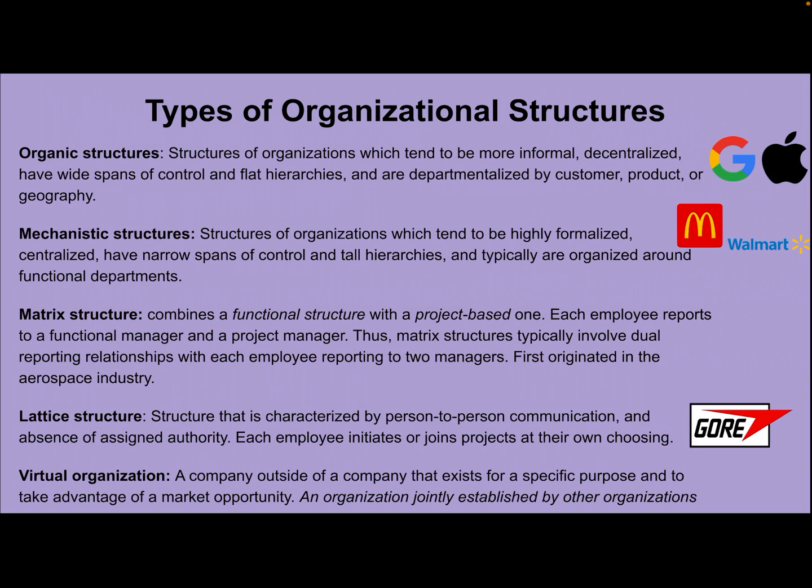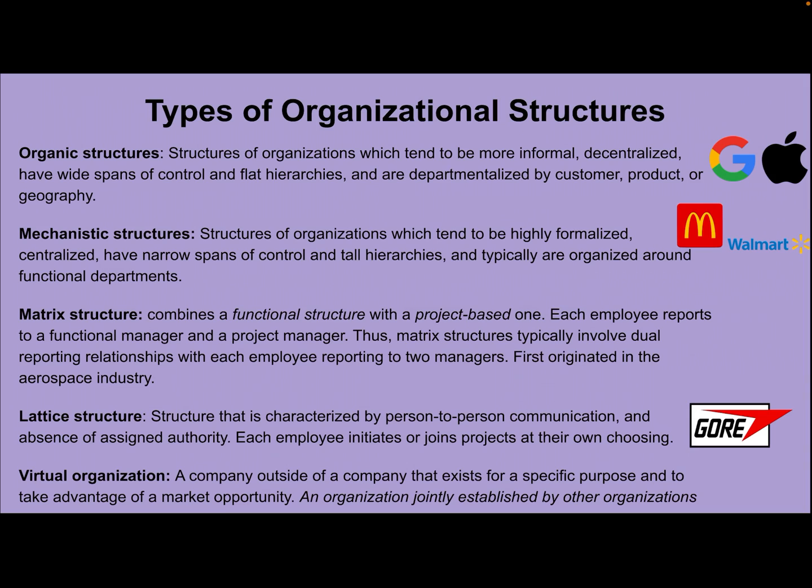A matrix structure combines the functional structure with a project-based one. So each employee in a matrix structure organization actually reports to two different managers, a functional manager and a project manager. If I'm in marketing, I may have to report to the head of marketing, but if I'm working on the new website, then I'm going to report to the project manager for the website.